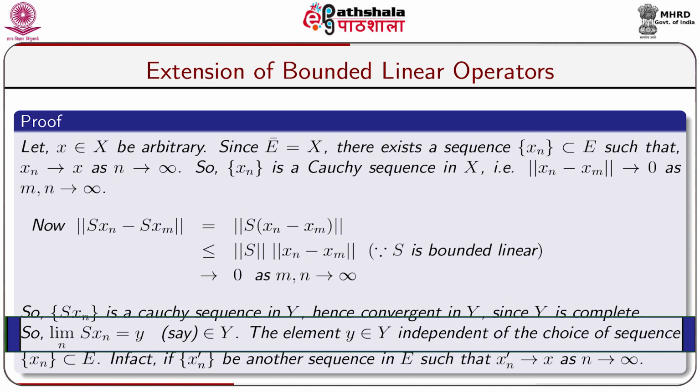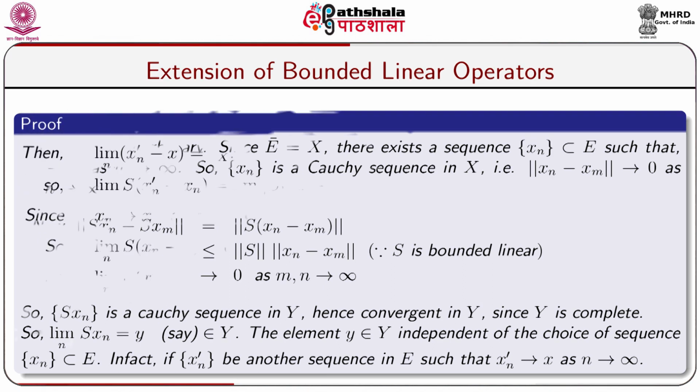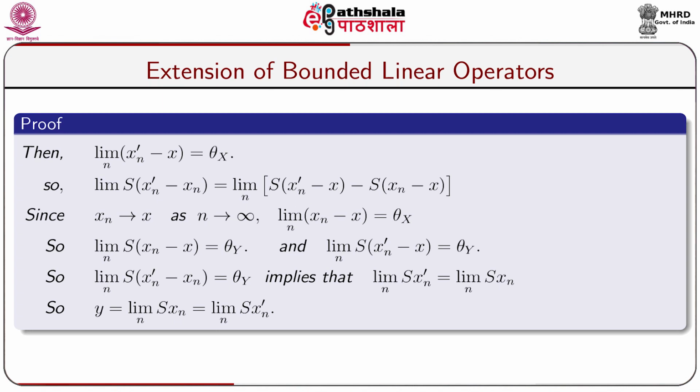The element y belonging to Y is independent of the choice of the sequence xn belonging to E. In fact, if xn' is another sequence in E such that xn' goes to x as n tends to infinity, then the limit as n tends to infinity of xn' minus xn equals 0, the zero vector of X, that is theta_X.